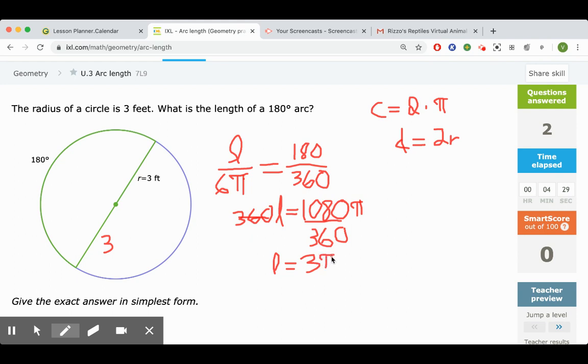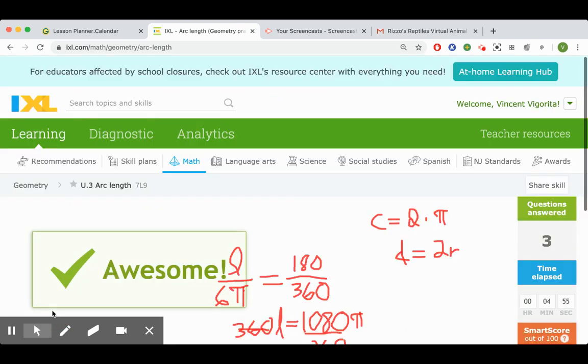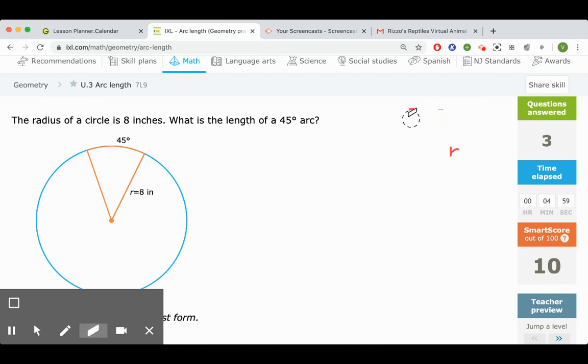Now, some of you may have noticed 180 is half 360, so this would be half the circumference. And it is. 3 pi is half of 6 pi. Okay? So that's one way of doing it. But I think you have enough to worry about with geometry that you really don't need algebra. Okay? And I'm going to get to that.